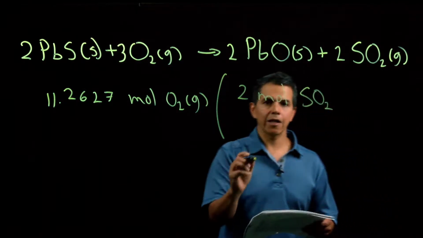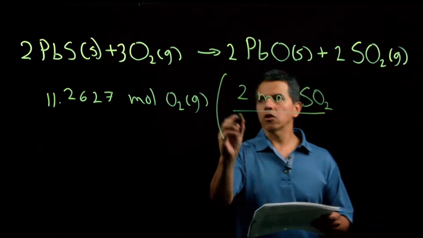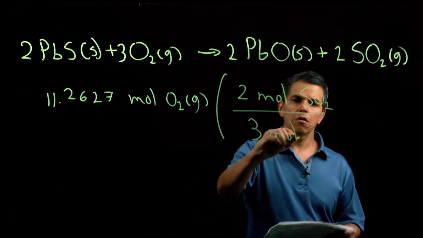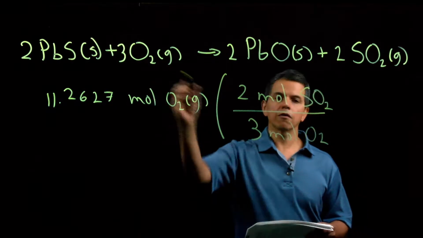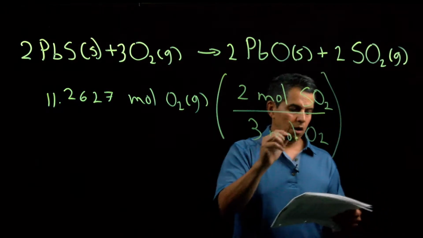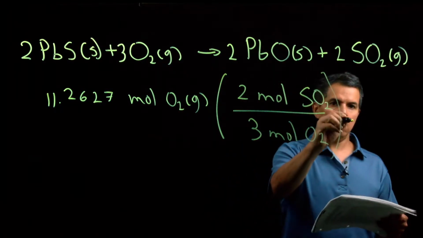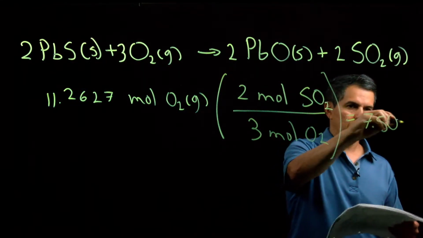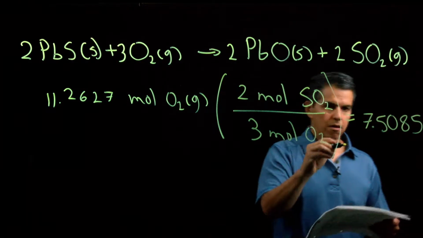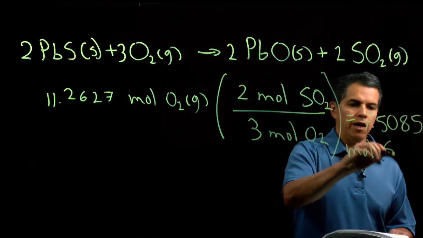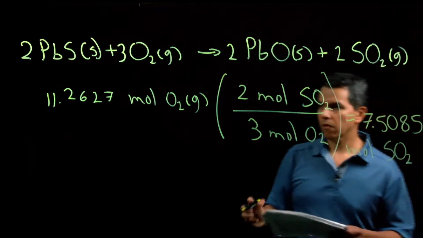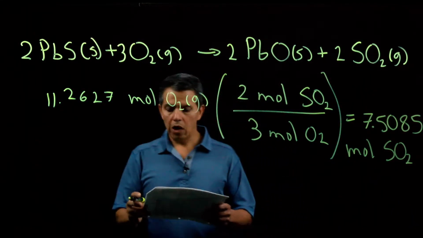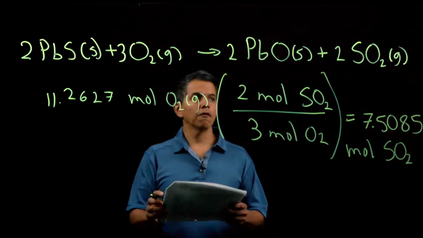I will not add that it is a gas, corresponding or coming from 3 moles of O2, as we can see from the reaction. And that is going to give a total of 7.5085 moles of SO2 gas.